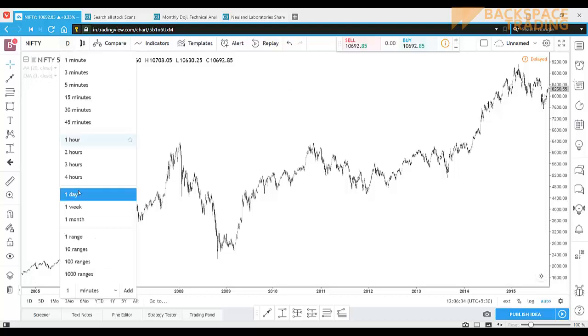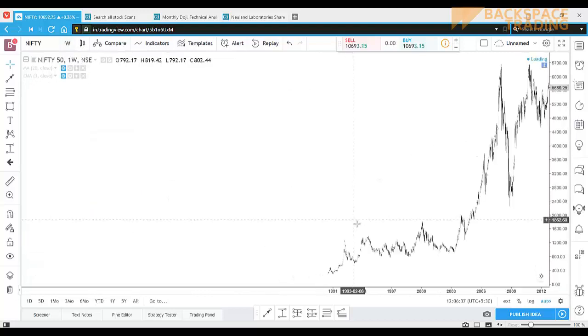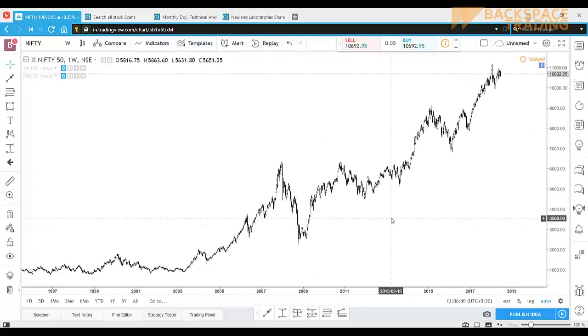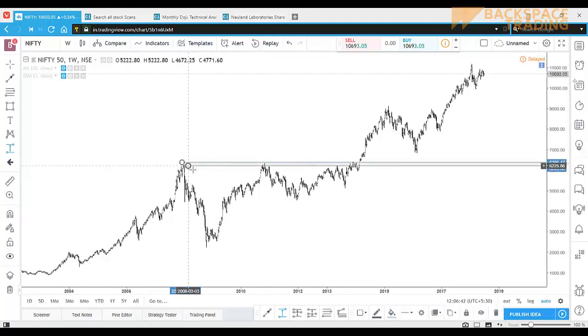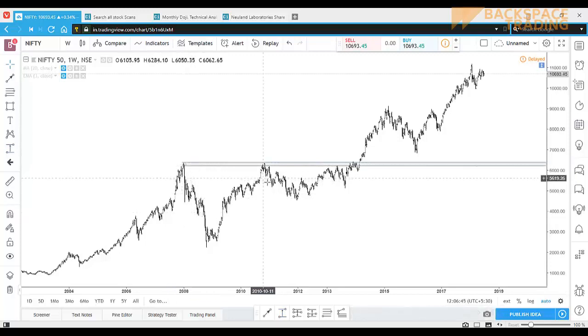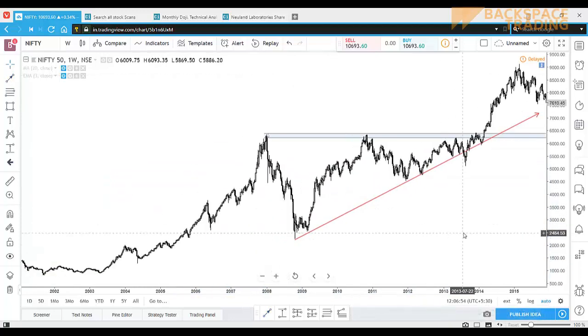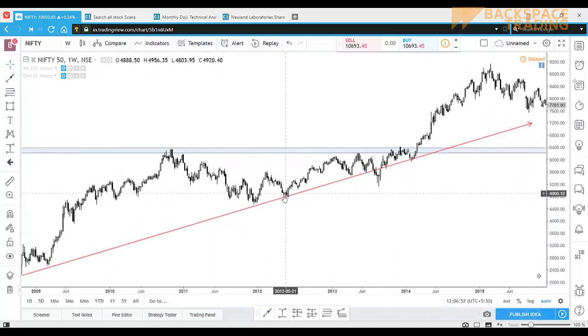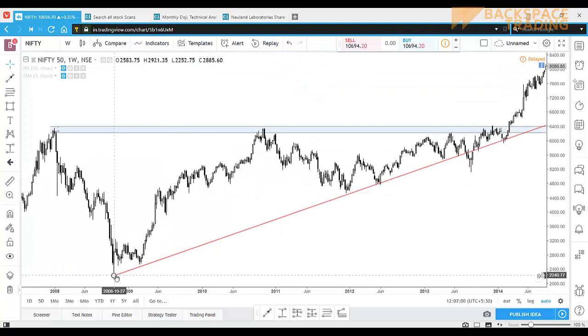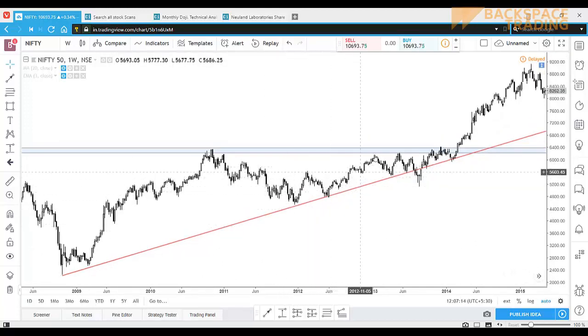Let me take this to weekly, that will be far better for you guys. This resistance, agreed. First test, second test, third test, agreed. And what happened over here? I connected the dots of the highest point of this to the lowest, and from this lowest I connect to the next higher low, and price tends to react over here.